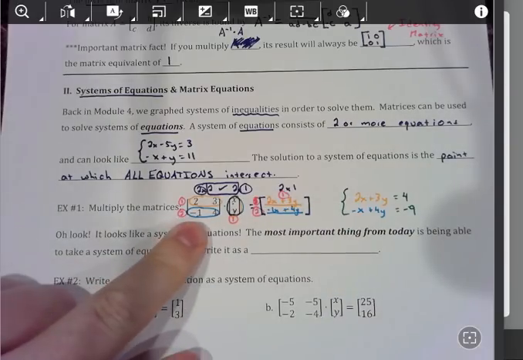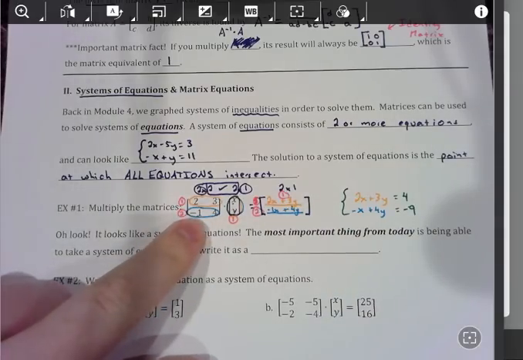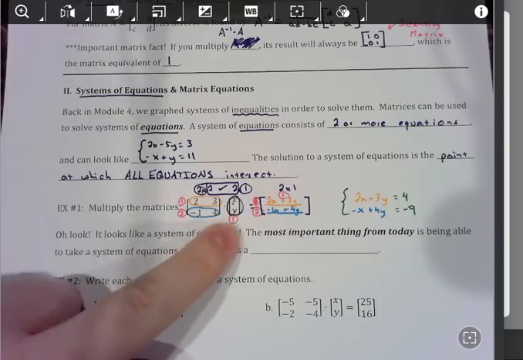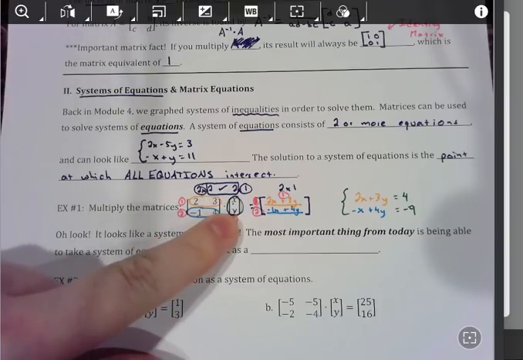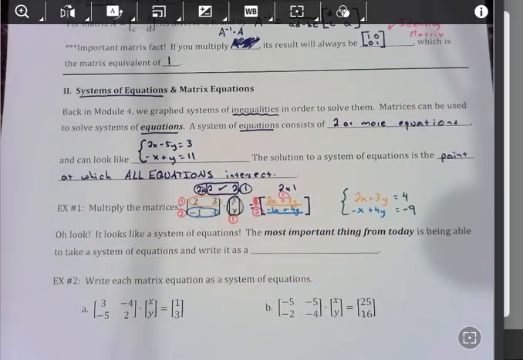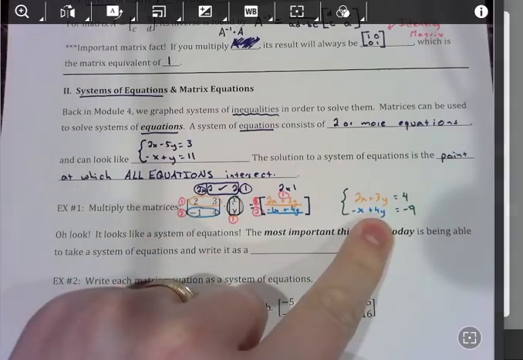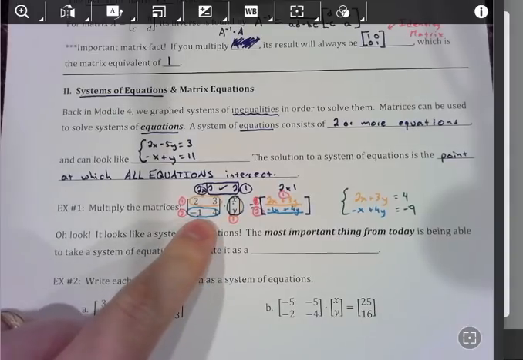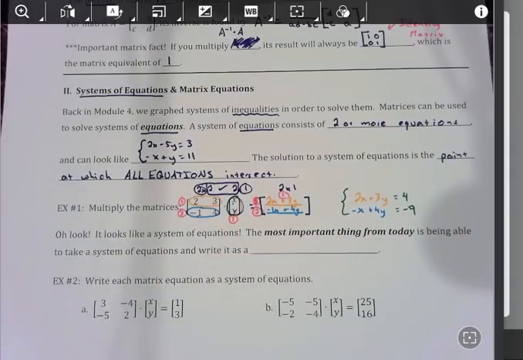So if you take a matrix that has a bunch of numbers in it, a 2 by 2, and multiply it by this 2 by 1 with your variables in it, when you multiply them together, you kind of sort of get a system of equations. And that's what we're going to be using it for. This is without a doubt the most important thing to take away from today, is how to go from a system to a matrix, and a matrix to a system.